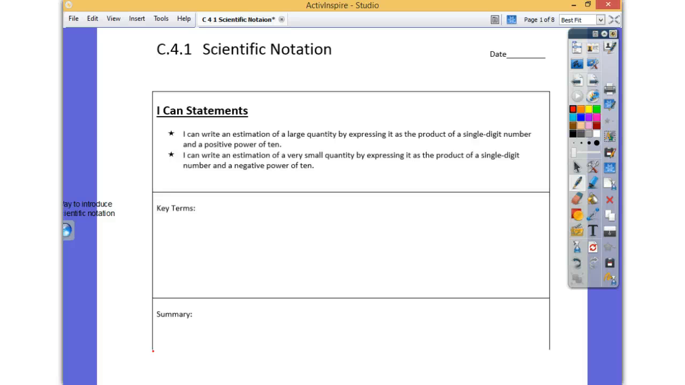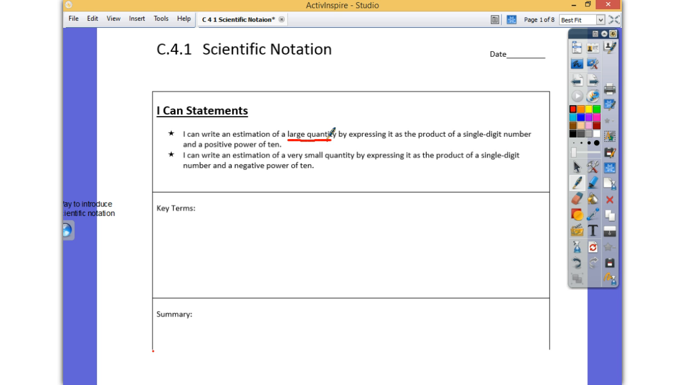Unit 4, starting brand new unit 4, scientific notation. All right, like I said, you guys have had some of this in the past, so today's lesson shouldn't be that hard. All right, things that you're going to be able to do. I can write an estimation of a large quantity by expressing it as a product of a single-digit number and a positive power of 10.